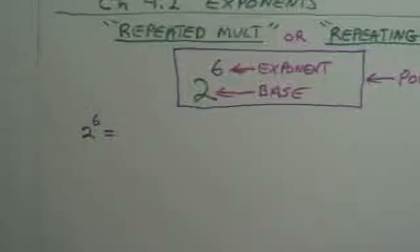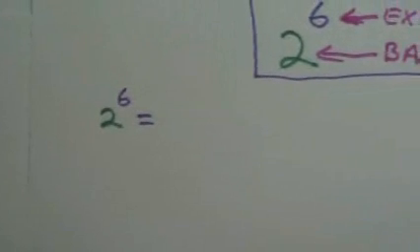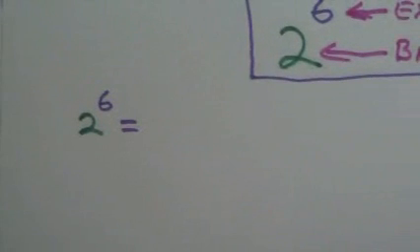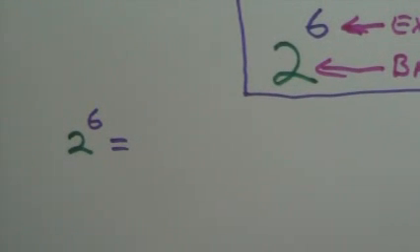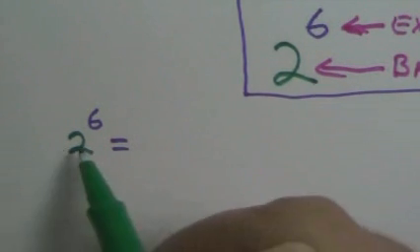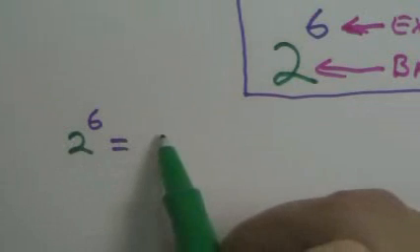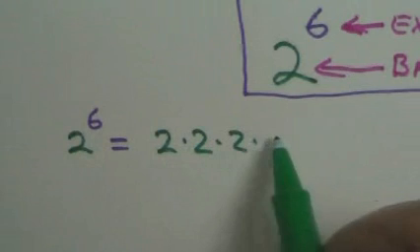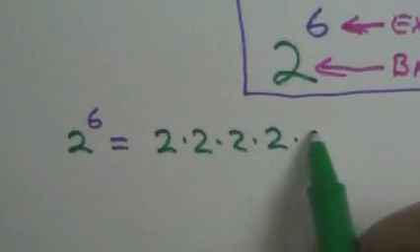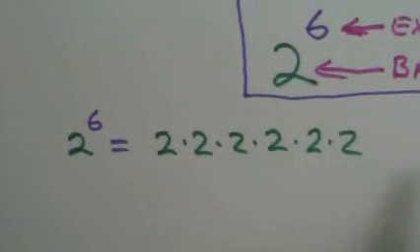All right, so let's do some examples. Let's take that 2 to the 6th and simplify it. Remember I said that with exponents, we're dealing with repeating the base. So we're going to repeat the base. There's the number 2, it's a base, and we're going to do it 6 times. 3, 4, 5, 6.